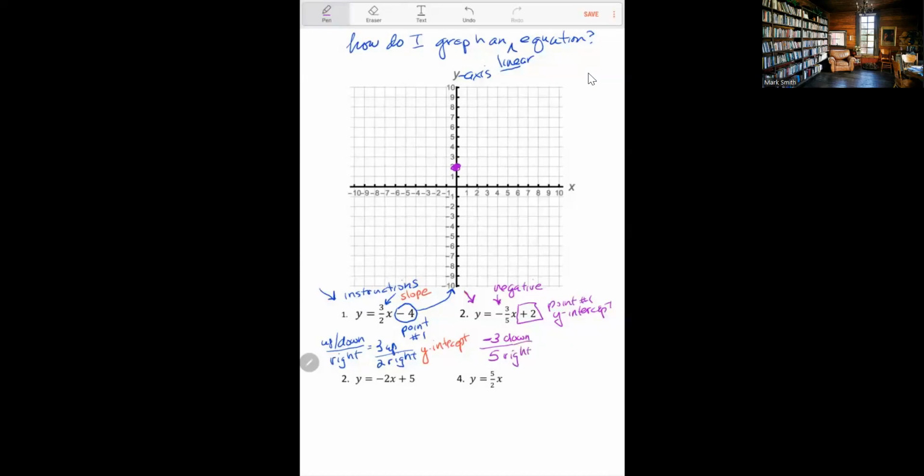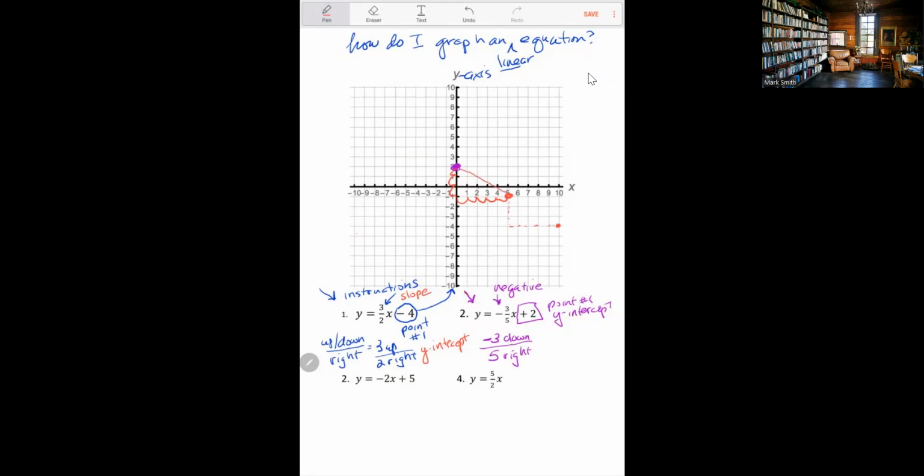All right, so I'm going to do that in red again. All right, so we're going to go down 3, 1, 2, 3, and then we're going to go right 5, 1, 2, 3, 4, 5. And there's our second point. Now, again, we could keep drawing that. So 1, 2, 3, 1, 2, 3, 4, 5, right? And there is our line right there.